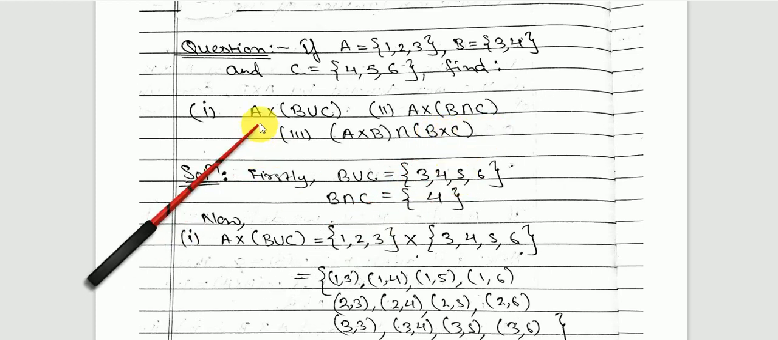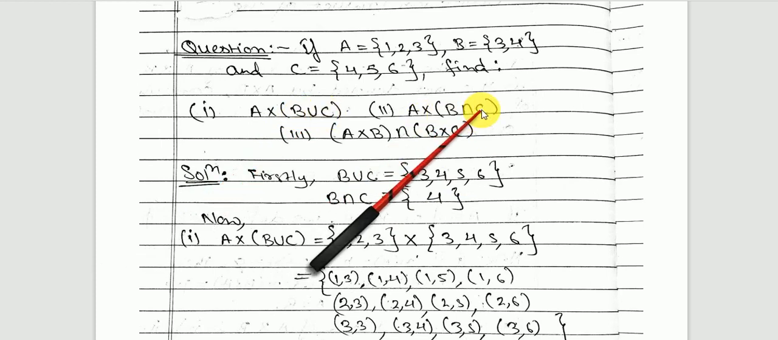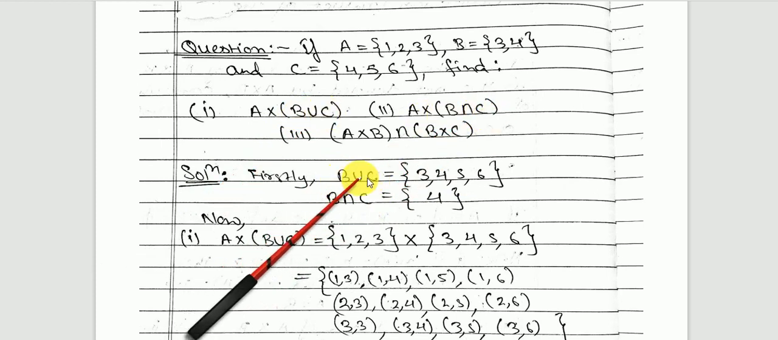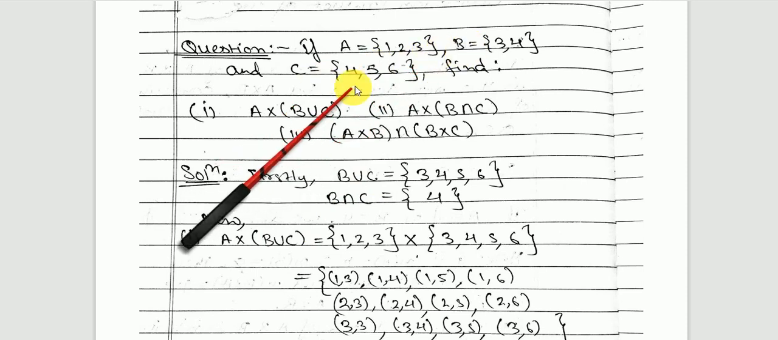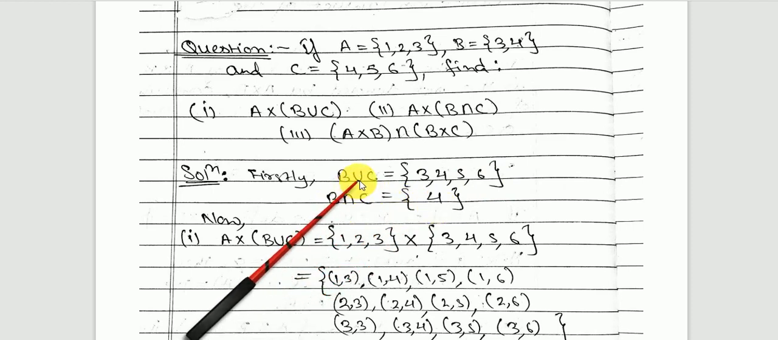Okay, so let us find B union C and B intersection C first. So B union C means it will be the set of all elements of B and C without any repetition. So 3, 4, 5, 6. And B intersection C means it is the set of all common elements in B and C. So we got B union C and B intersection C.